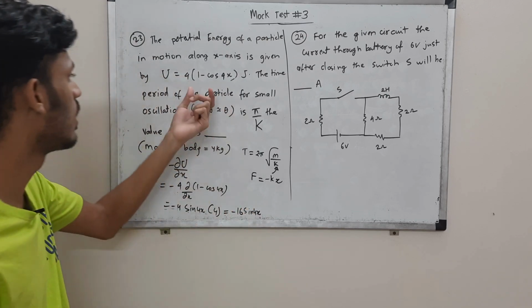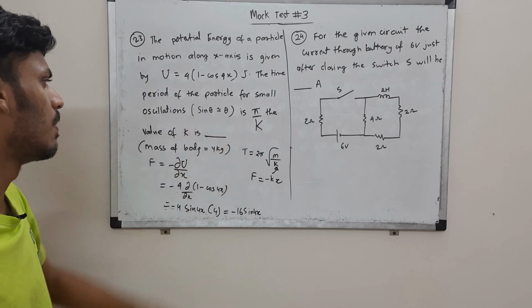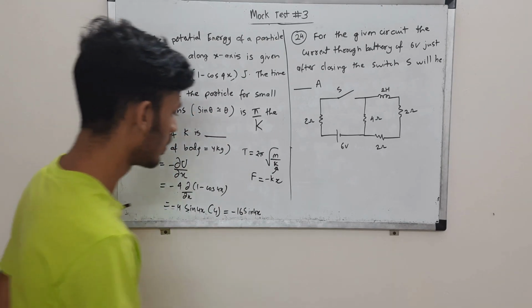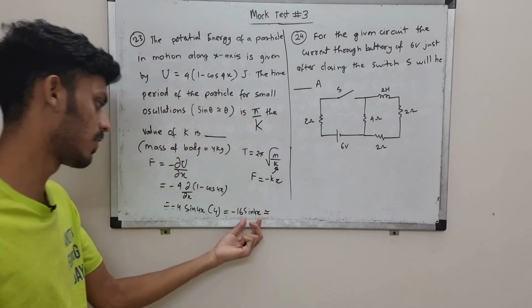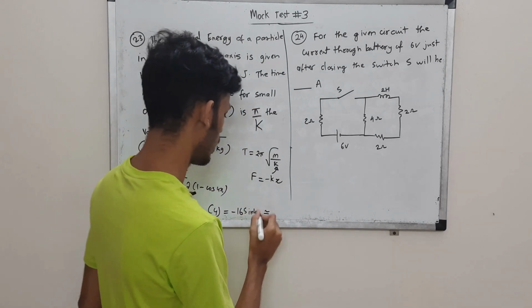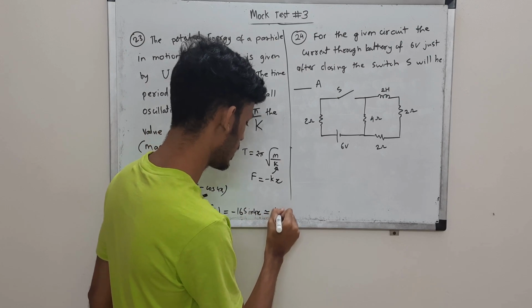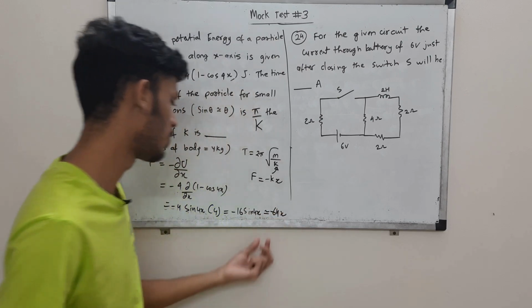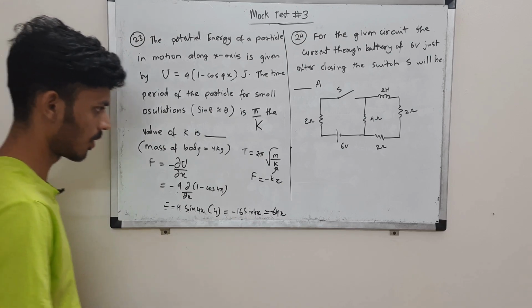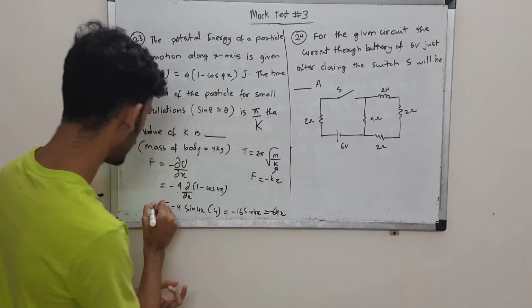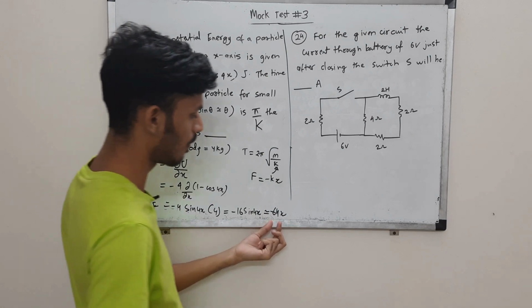Now we are told that sin theta is basically equal to theta. We can approximate that for this question. So in place of sin 4x, you can simply put 4x. So that will make it 64x, right? 4x into 16, that will be 64x. So you have expressed the force. This is force in terms of minus kx.